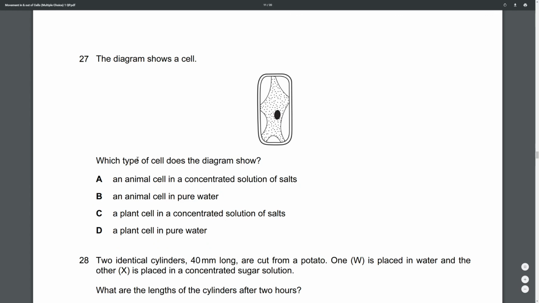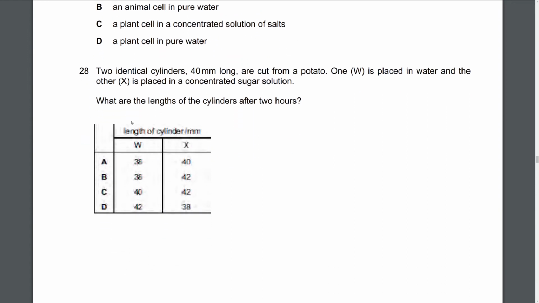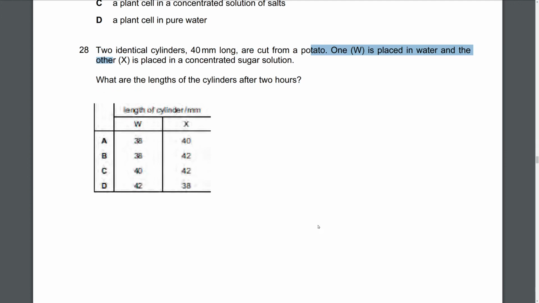This diagram shows what type of cell? It shows a plant cell in a concentrated solution of salts. Two identical cylinders, 40 millimeters long, are cut from a potato. One is placed in water and the other is placed in concentrated sugar solution. What are the lengths of the cylinders after 2 hours? The one placed in water will obviously go up, so it would be this one, and the other will go down. So this would be D.